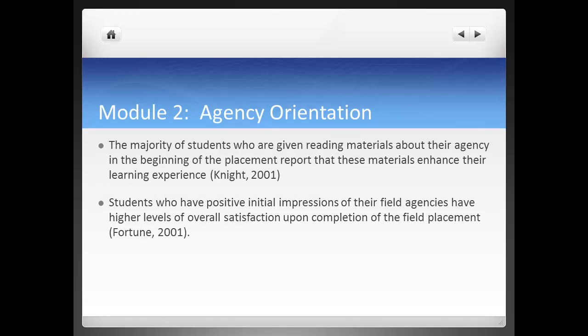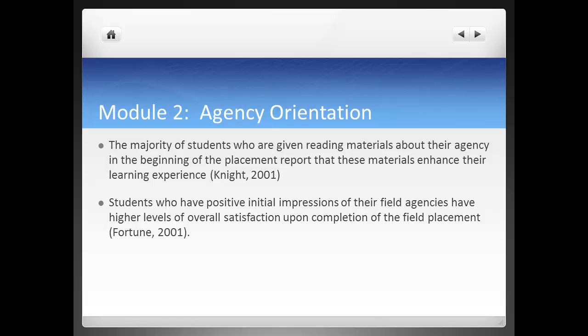The majority of students who are given reading materials about their agency in the beginning of the placement report that these materials really enhanced their learning experience. These reading materials might include articles that describe the practice model used in the agency. It may be information about the population that's being served by the agency, or it may also be information about legislation that impacts the services or laws that dictate the services offered.